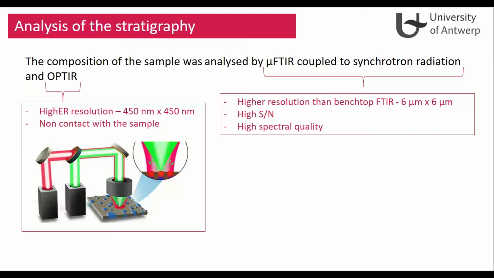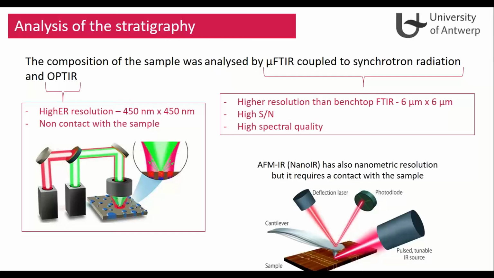Then we compared this measurement with O-PTIR, because O-PTIR provides a higher resolution than synchrotron IR; we could analyze a spot of 450 nanometers by 450. And also something very important for us in this type of samples is that the sample doesn't need to be in contact with anything during the measurement. This is important because samples from cultural heritage and historical paintings are very brittle, so they tend to break very easily and fragments are easily detached.